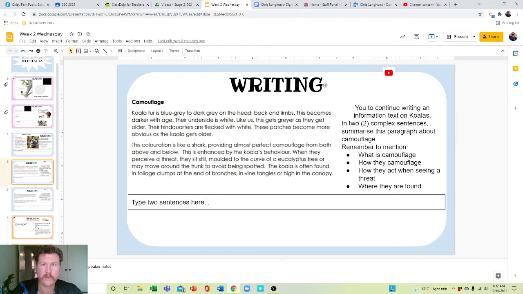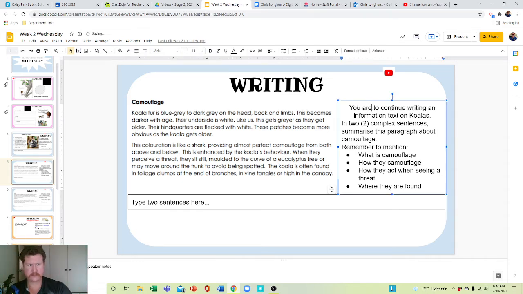Then I will read this to you, but I'm going to give you on the next video, but I'll give you the instructions. Mr. Longhurst made a typo. You are to continue writing an information text on koalas in 2 complex sentences again. Summarize this paragraph about camouflage. So what we've done is we've done the introduction. Now we're getting about the camouflage. So again, we're taking information out and we're paraphrasing it or condensing it into 2 sentences down here.